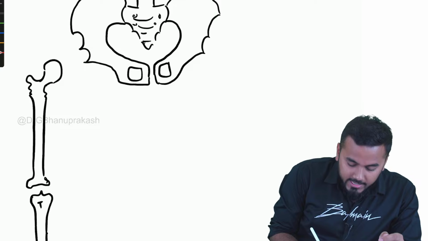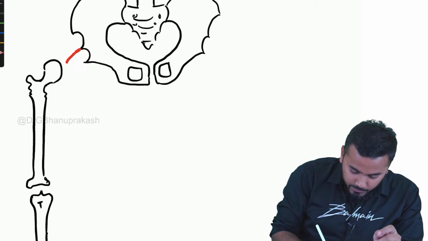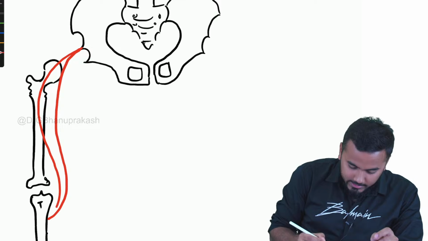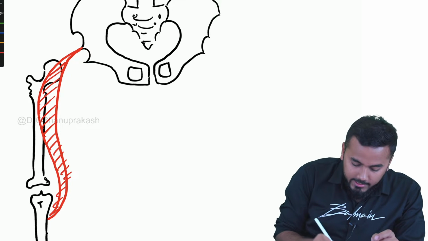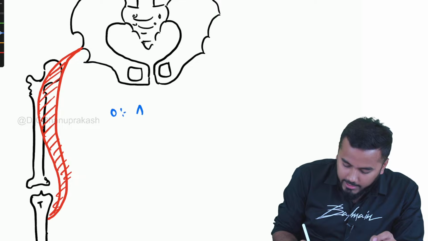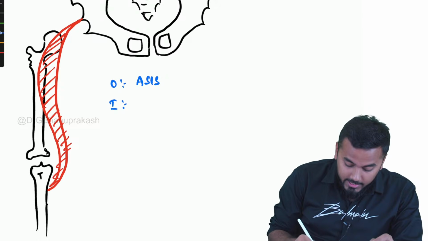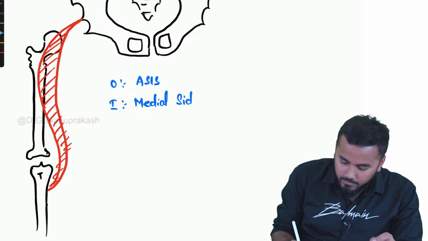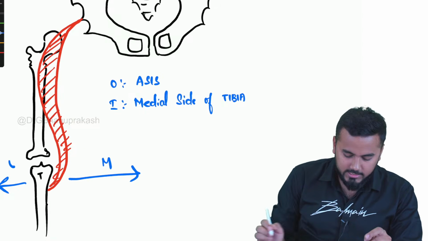Starting from the anterior superior iliac spine, look here very carefully now, don't write. All the way you have got a muscle like this. Origin of this muscle is anterior superior iliac spine. Where is it inserting? I for insertion. It is inserting to the medial surface of tibia. See, this is towards the body. This is away from the body. Towards the body is medial. Away from the body is lateral.